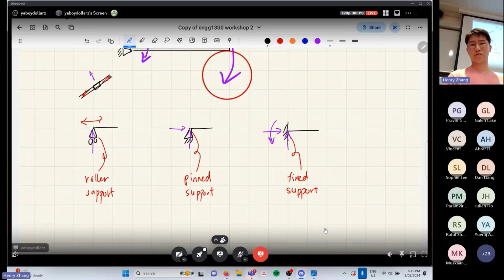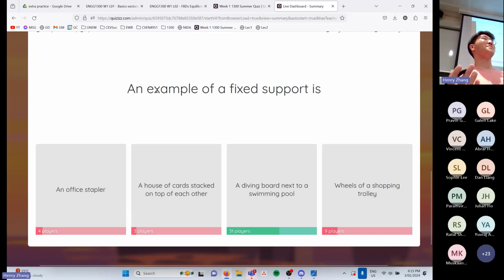Sorry to the people copying this down, I'll come back to this in a second. Okay, so an office stapler. It doesn't resist rotation. That's assuming the stapler is even heavy enough to resist any loads, because it's just something on a desk. But it's got a hinge, so I would consider that maybe a pin support or something. House of cards.